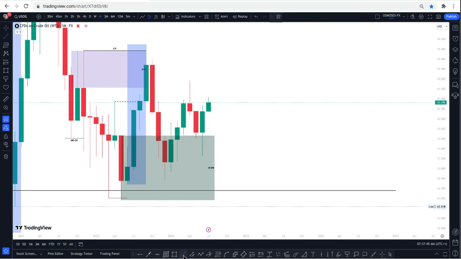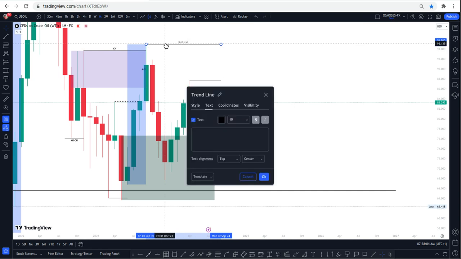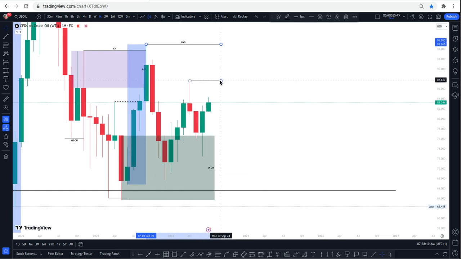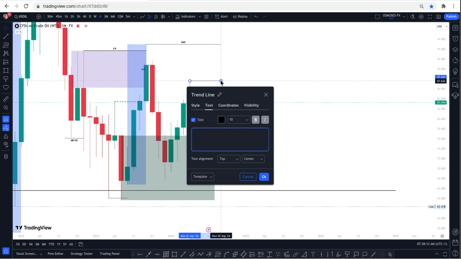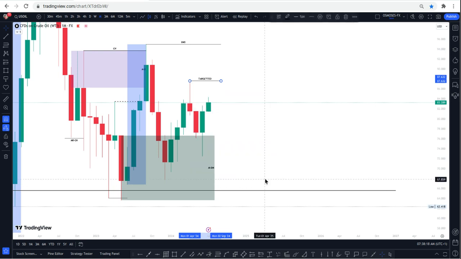Target we have here is this high. So these are our targets. This high. So I would like to put in something here. EMS. Top. Then here should be targeted. Okay.